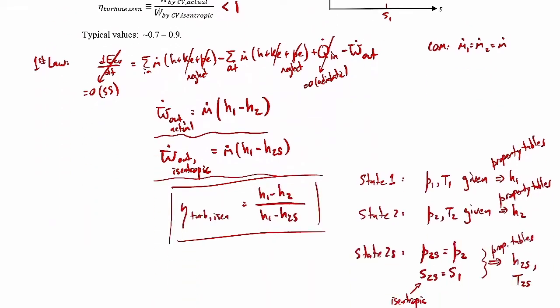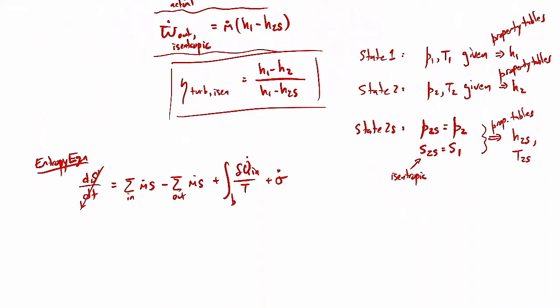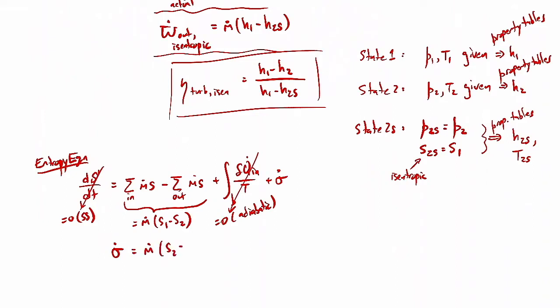If you go back to the entropy equation, let me go ahead and write this down over here, just so you can see it. Okay, so there's our entropy equation. Time rate of change of entropy inside our control volume will be 0 because it's steady state. The incoming and outgoing entropies will be m dot times S1 minus S2. The heat transfer term is going to be 0 because it's adiabatic. And so when we solve for the entropy production term, we'll get sigma dot is equal to m dot times S2 minus S1.